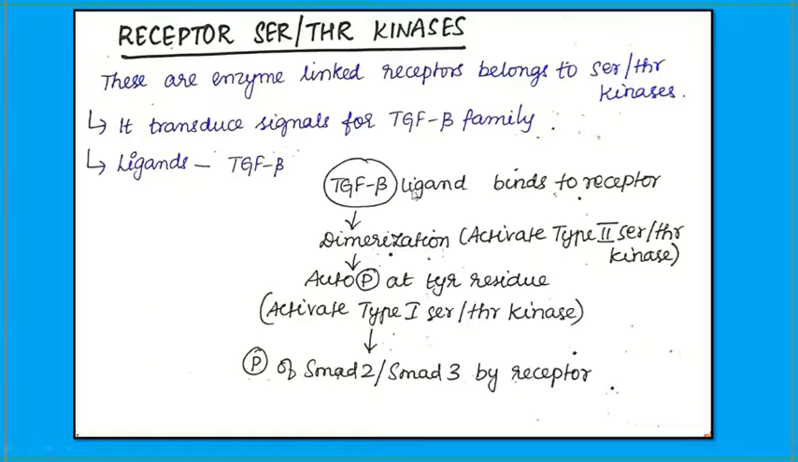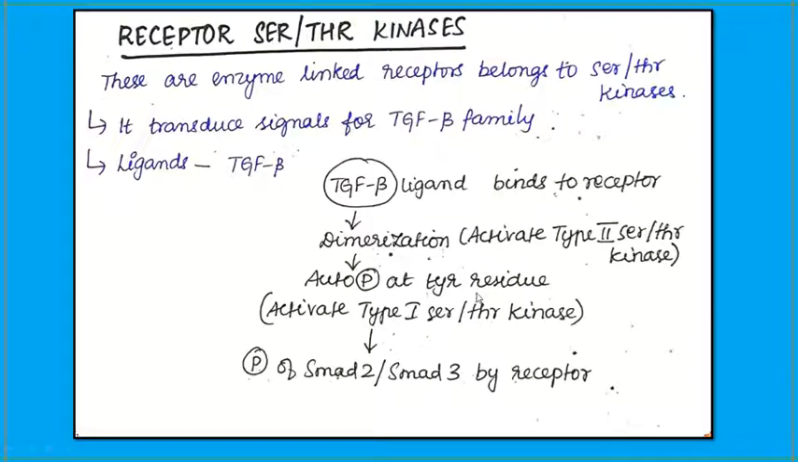So when this TGF beta ligand binds to the receptor, serine threonine kinases, the first step is dimerization of the receptor. When the receptor is dimerized, this will activate type 2 serine threonine kinase. There are two types of serine threonine kinase. First, serine threonine kinase type 2 will be activated, and this type 2 will activate type 1 serine threonine kinases. As type 1 serine threonine kinase is activated, this will help in autophosphorylation of the receptor at the tyrosine residue.